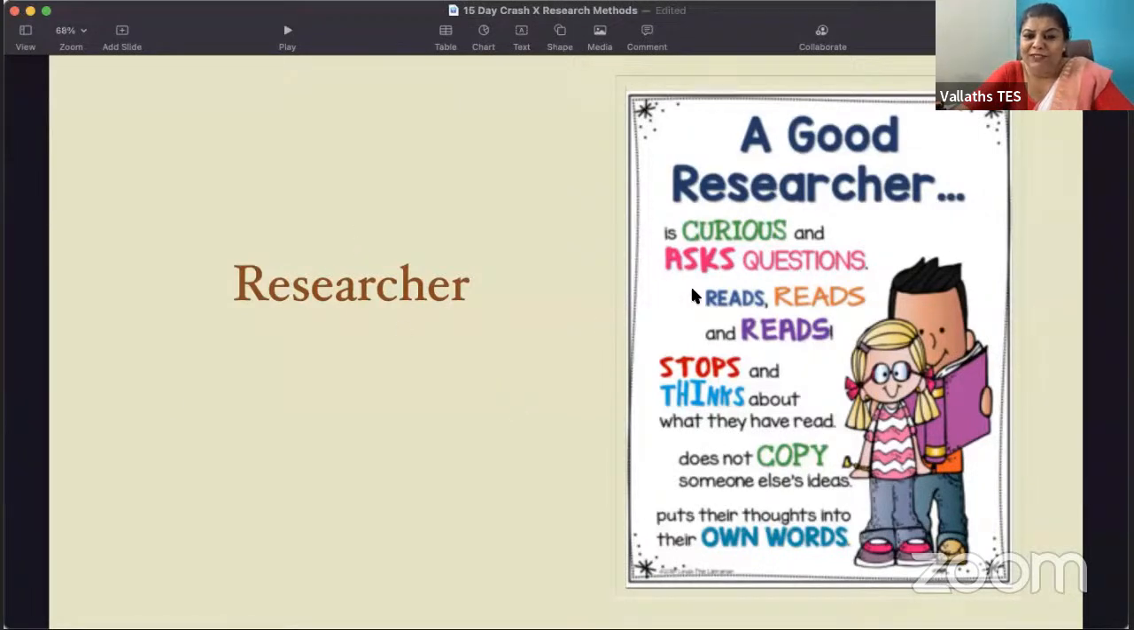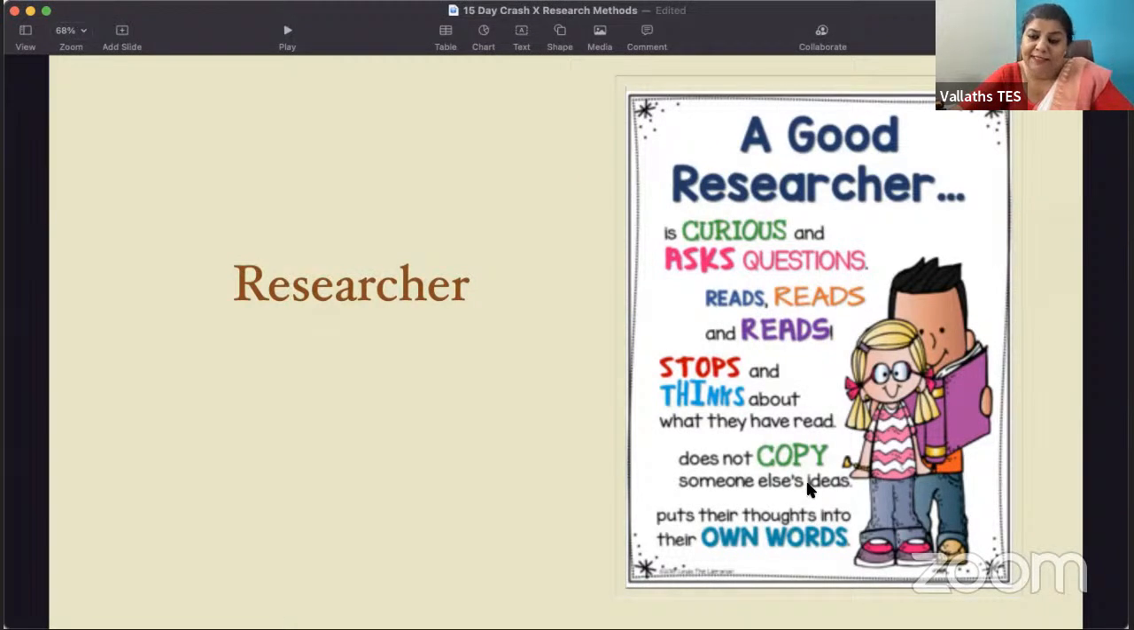Look at what I found. A good researcher is curious. A good researcher will ask questions. A good researcher will read, and read. I told you, read, and read. That is what NTA wants you to do, so that you don't think of what kind of questions they will ask. Just read about all these points and stop and think about what you have read.